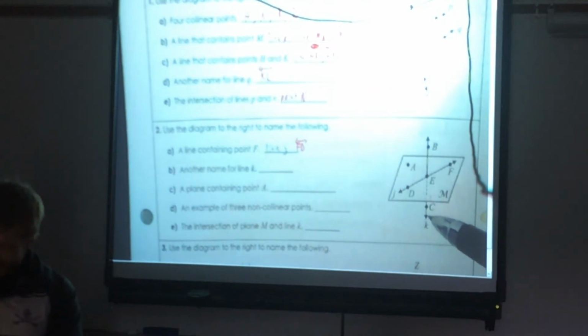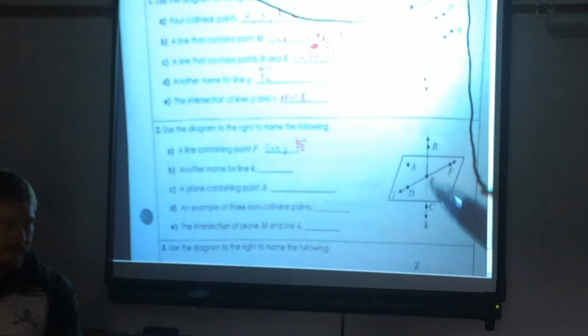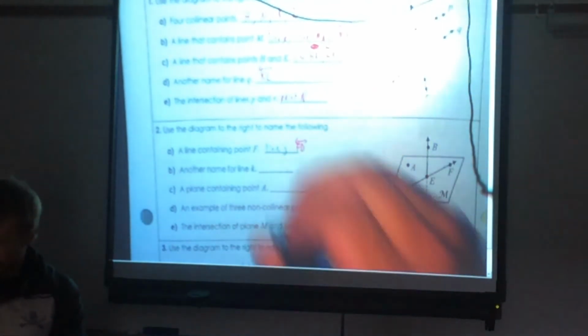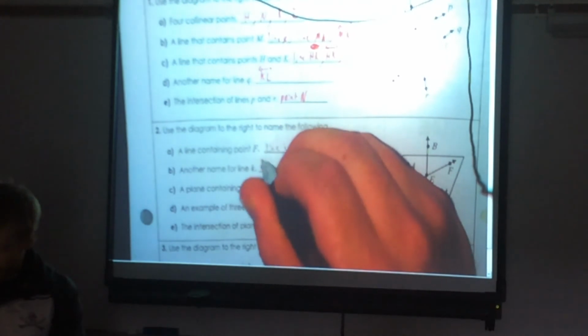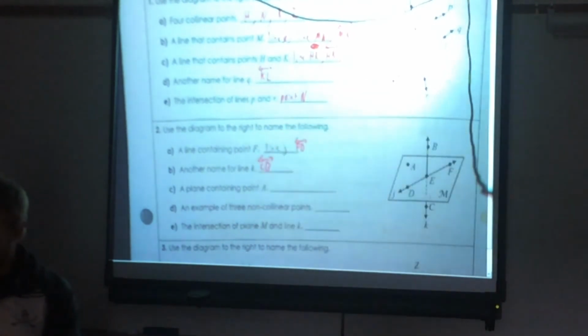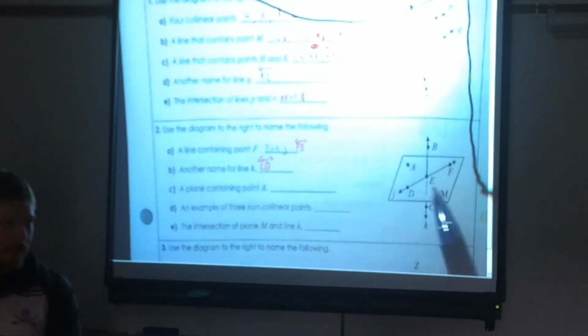And it says another name for line K. So that's the line going up through the middle. What 3 points are on line K? C, E, and B. C, E, and B, right? So I can use any two of those three. I'm just going to use C, B. If I look, E is actually on both lines that are in that picture, right?